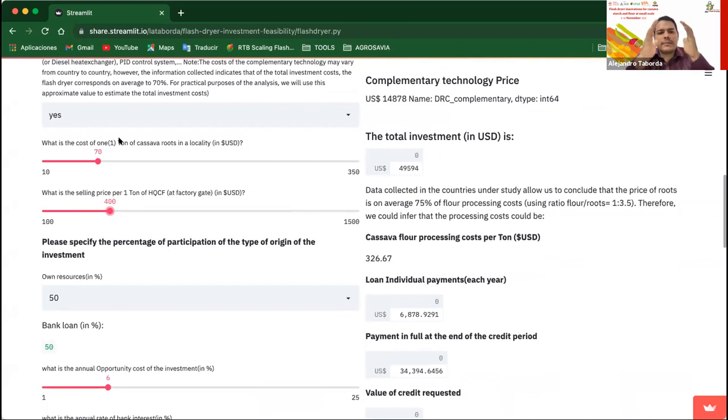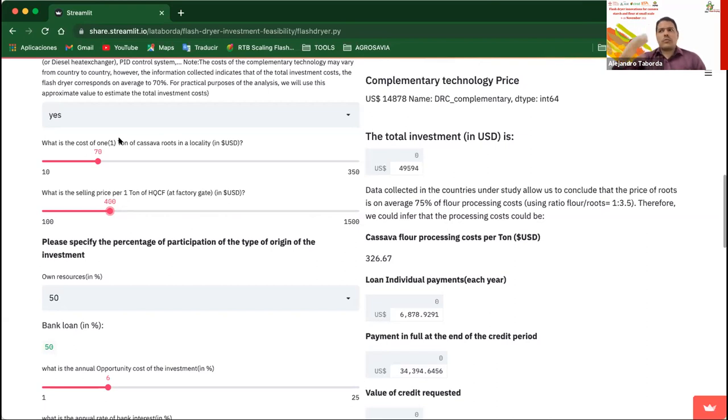So obviously this is a really good exercise, but the final reflection is that the most important thing is the cost of the fresh cassava roots, and the selling price. This is something that you need to study before you invest in this kind of technology. Sometimes we found that in some places of Nigeria, for example, this is a real challenge, because the yields of cassava root production are really low. So that increases the price of the raw material, in this case the cassava roots.